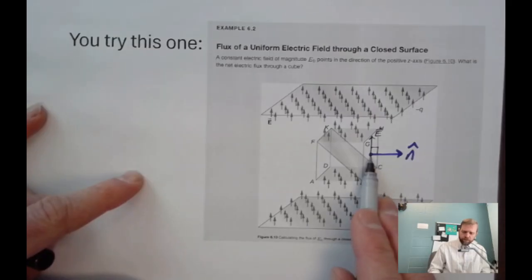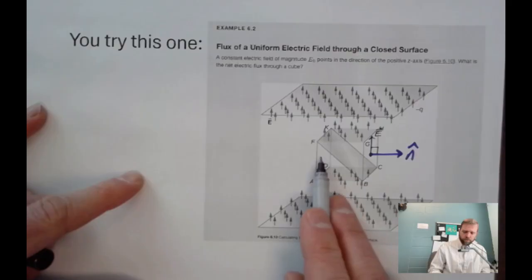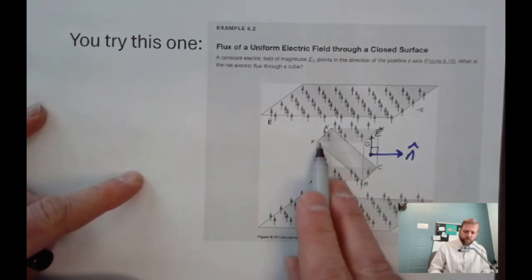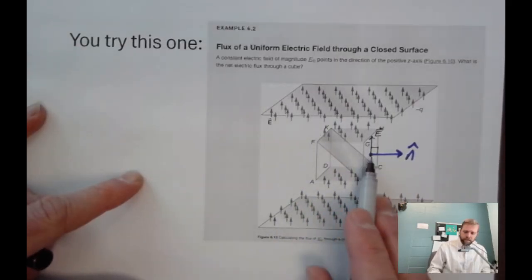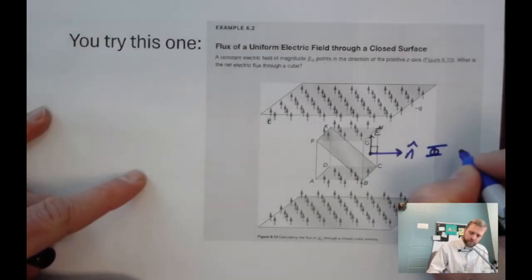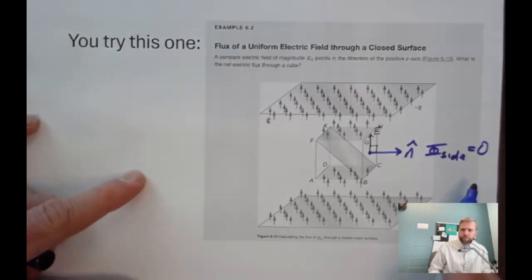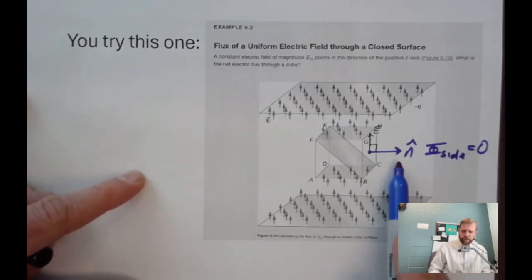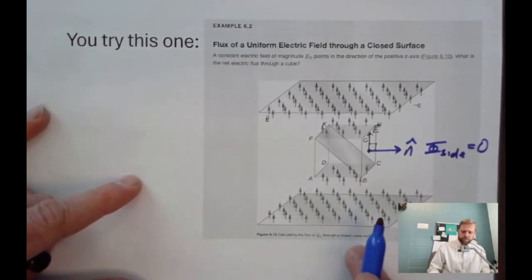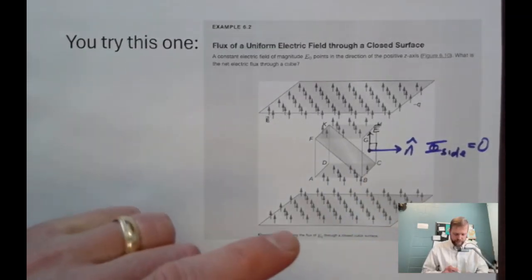Well, this is also true for the other side and this one and the back one, right? So all 4 of those sides that are vertically aligned, those all have a flux of 0. So the flux for a side is 0. So this makes life a little bit easier. So all we need to do is look at the top and the bottom surfaces. So let's go ahead and do that.